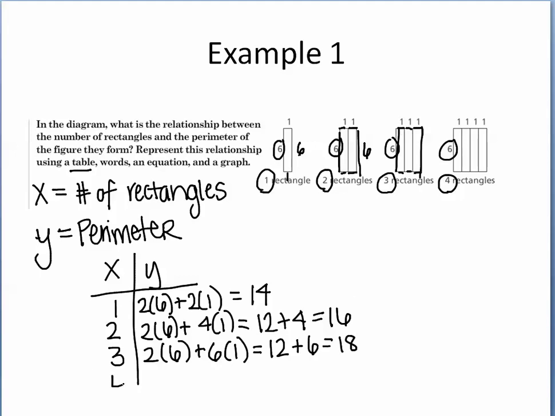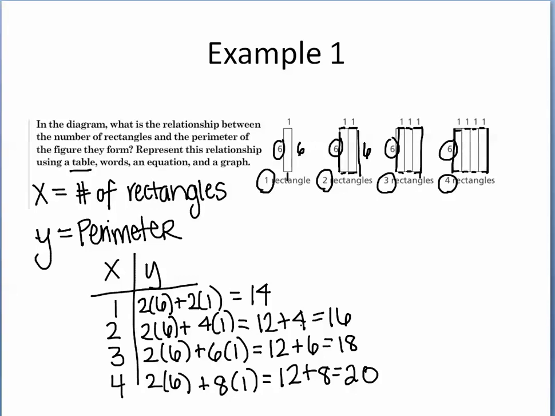So then one more. We have 4 rectangles. That gives you 6 here, 6 here. So again, we have 2 6s. You notice a pattern with the 6s? We're only having 2 6s. But the number of ones change each time. Let's see, here we have 1, 2, 3, 4, 5, 6, 7, 8. 8 ones. So then that gives me 12 plus 8, which is 20. Okay, so that's looking at the information in a table.